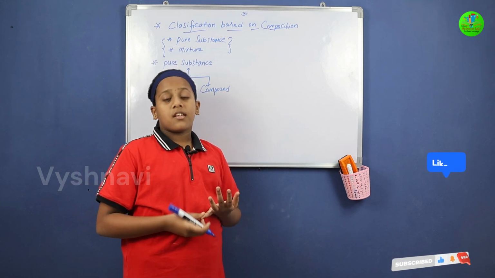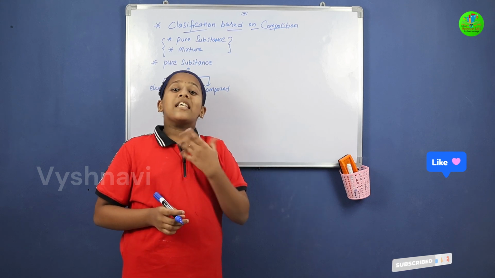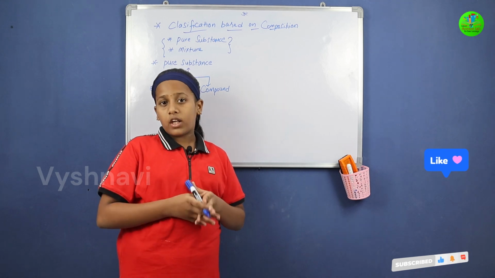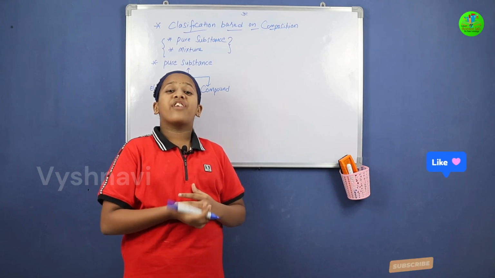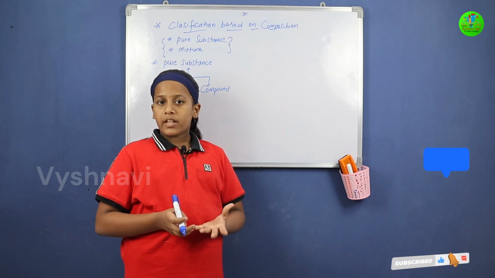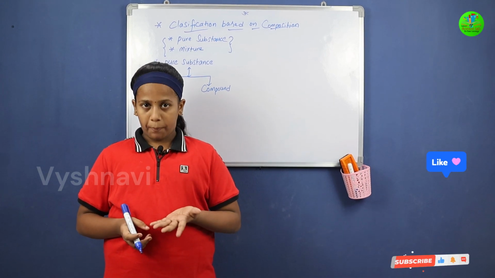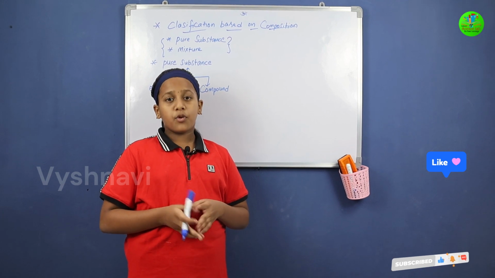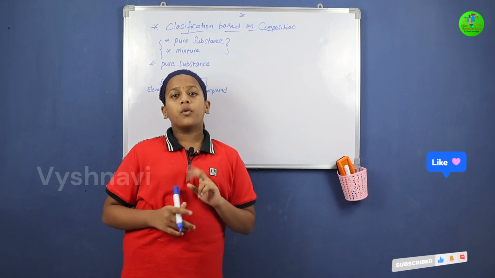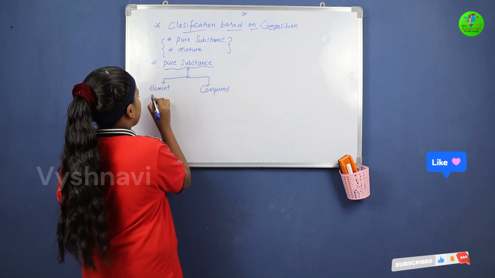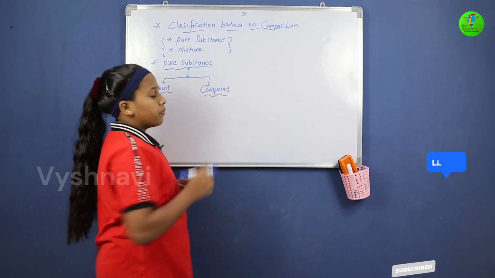What is pure substance? Pure substance is made up of only one atom and it has a definite set of properties. Pure substance is divided into two types, element and compound.